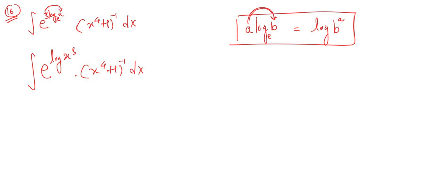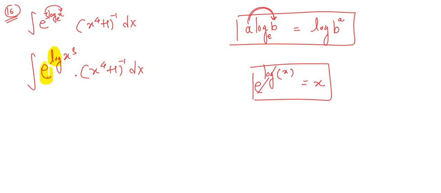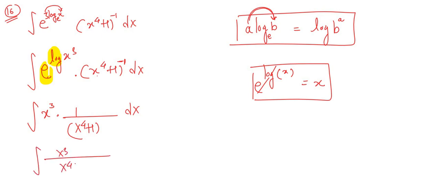Now what can we do? You remember e raised to power log of anything, this e and log cancel and we have x only. So here e and log will kind of disappear, and what we will get is only x cube. And what is this? This is nothing but x raised to power 4 plus 1, because minus 1 is nothing but this. Correct? So now my question became the integral of x cube by x to the 4 plus 1 dx. Perfect. What can we do now?